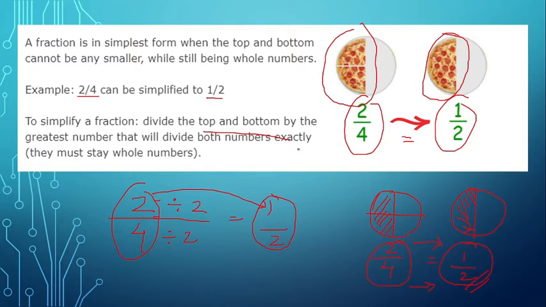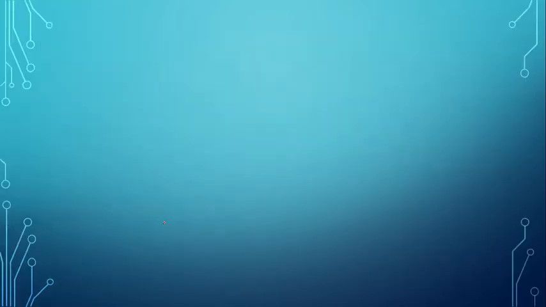You have already studied how to find an equivalent fraction. So this is just the opposite. For an equivalent fraction you have to multiply by a number. So for simplification you have to divide. That is the only difference. And I will show one video and then we can come back.